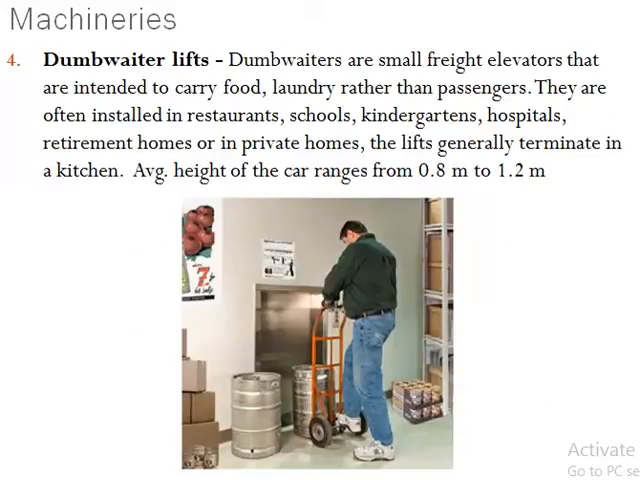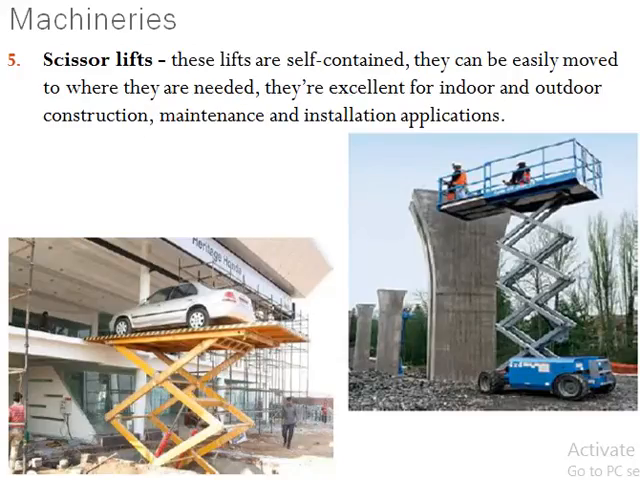Then the fourth type is the dumbwaiter lift. They are small freight elevators intended to carry food, not actual passengers. They are often installed in restaurants, schools, hospitals, where the height of the car is generally 0.8 meter to 1.2 meters, and this lift will terminate in the kitchen of the building. Then scissor lifts: they are self-contained, can be easily moved to where they are needed, and are excellent for indoor as well as outdoor, construction and installation applications.